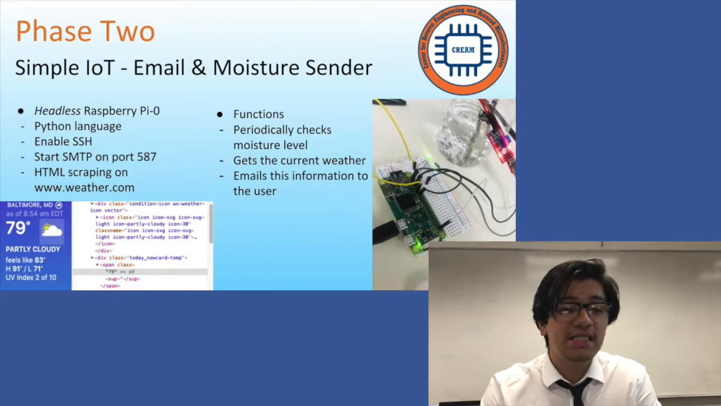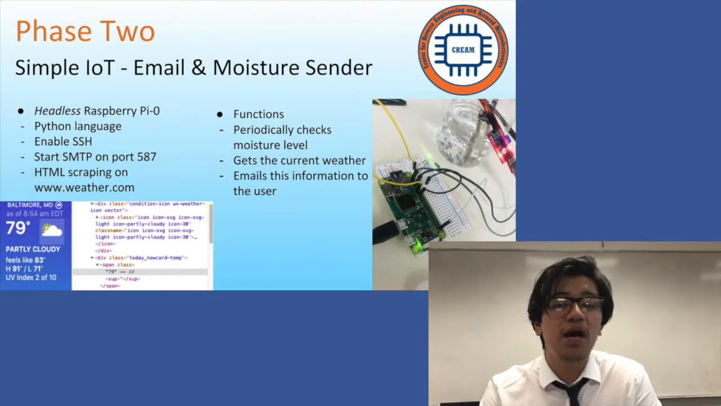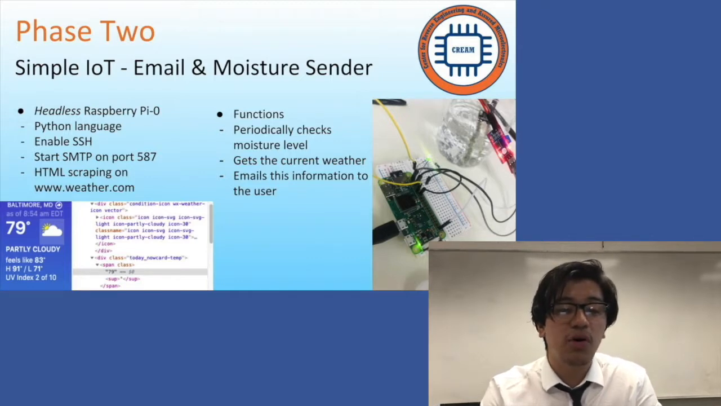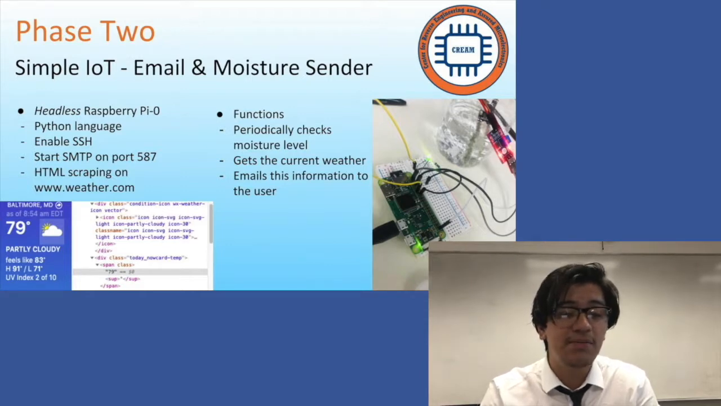Since this is a headless Pi Zero, our device was not connected to a monitor. We had to enable SSH, which means secure socket shell, to wirelessly connect to it through our laptop nearby, so we can have control over the Raspberry Pi's terminal. With this, we started our simple mail transport protocol on port 587. This is a publicly accessible domain and service that Gmail offers.